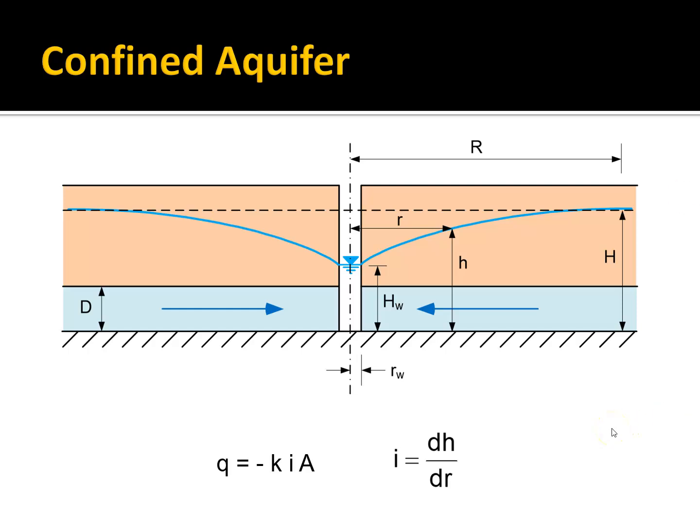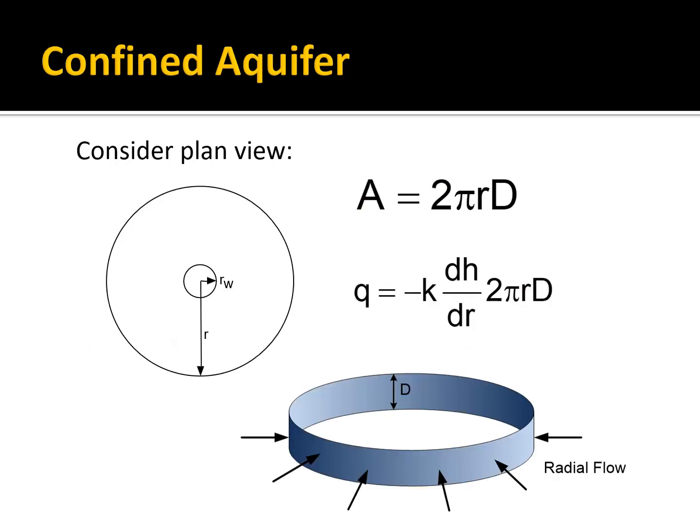We're going to assume that Darcy's law is valid, so Q is equal to minus KIA, and I is dH/dr. The hydraulic gradient is the change in head as a function of radius, so we're not dealing in terms of x or y here. This surface is symmetric around the well, so we use radial coordinates, and the hydraulic gradient is dH/dr.